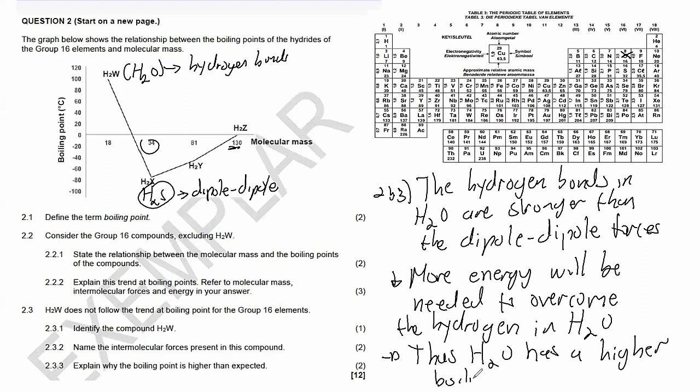So this is the reason why we have our H2O having a higher boiling point. Why? Because more energy will be needed to overcome its intermolecular forces. So this will tell us that it has a higher boiling point because the intermolecular forces are directly proportional to the boiling point. So the stronger the intermolecular forces, the higher the boiling point. That's how you were supposed to tackle this question, all for a total of 12 marks. So please note how I went about answering this question.